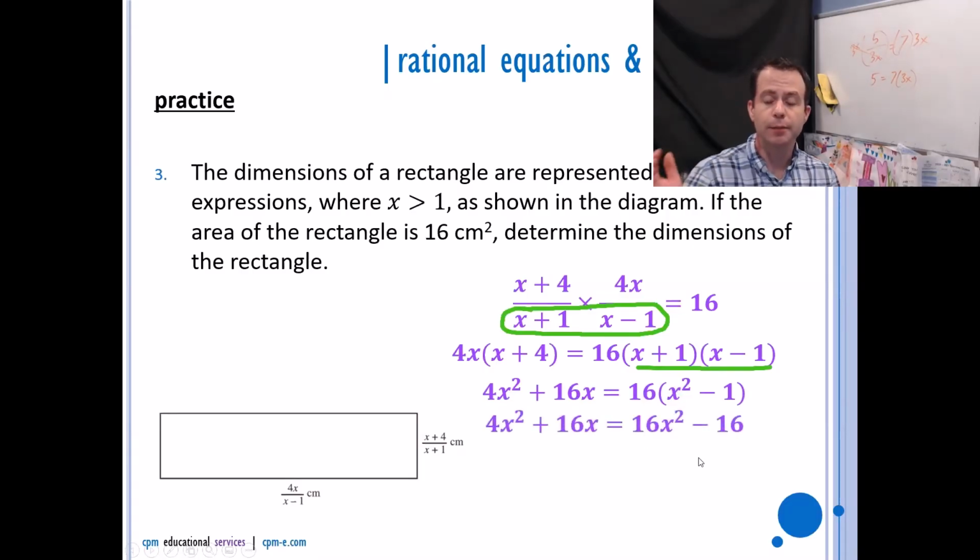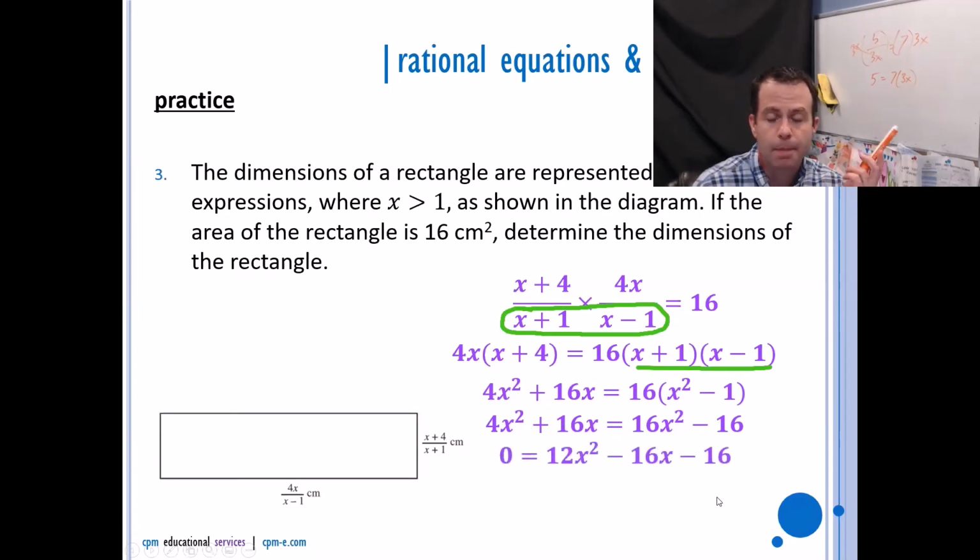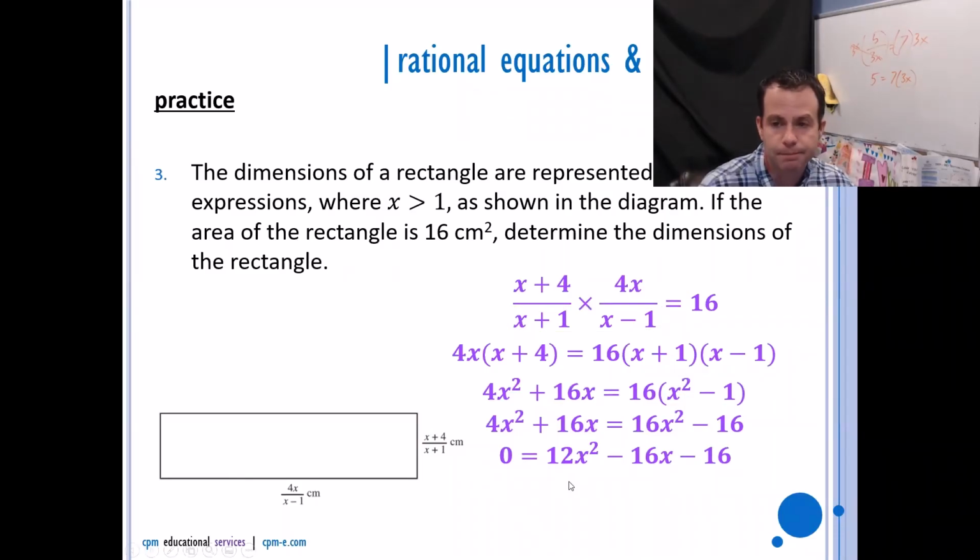And now I'm ready to bring everything over to one side so I can solve. I want to keep my x squared positive. So because this guy's the bigger x squared, I'm going to subtract the 4x squared, bring that over here, and subtract the 16x. So that's going to give me 0 equals 12x squared minus 16x minus 16. Okay? Now I need to solve that quadratic. I divided everything by 4 first, just to make my numbers a little smaller.